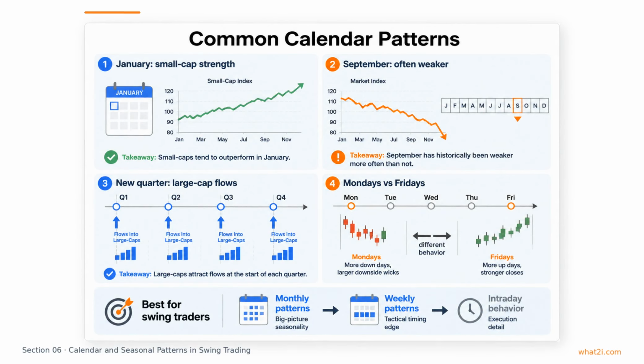Several calendar patterns show up often enough to be worth monitoring. Small caps are sometimes associated with January strength, September is often viewed as a weaker month, and large caps can benefit from fresh quarter flows as institutions rebalance. Even weekdays can behave differently, with Mondays and Fridays sometimes showing distinct trading tendencies.